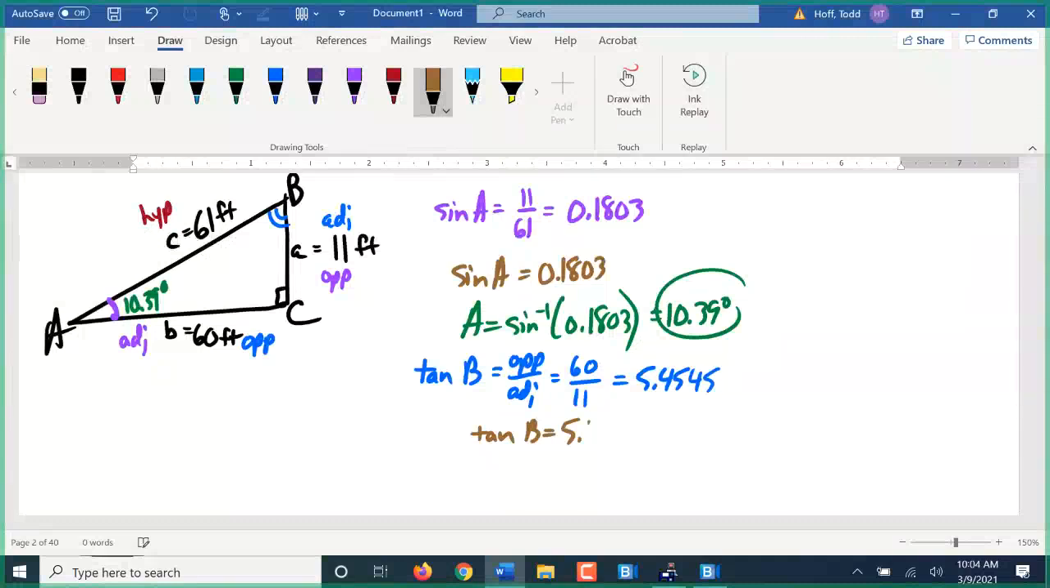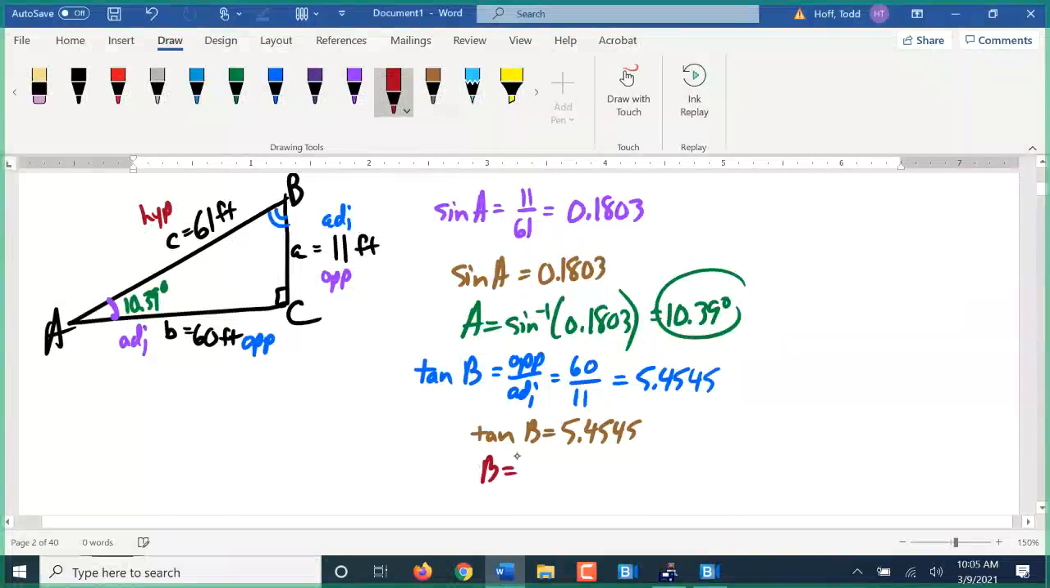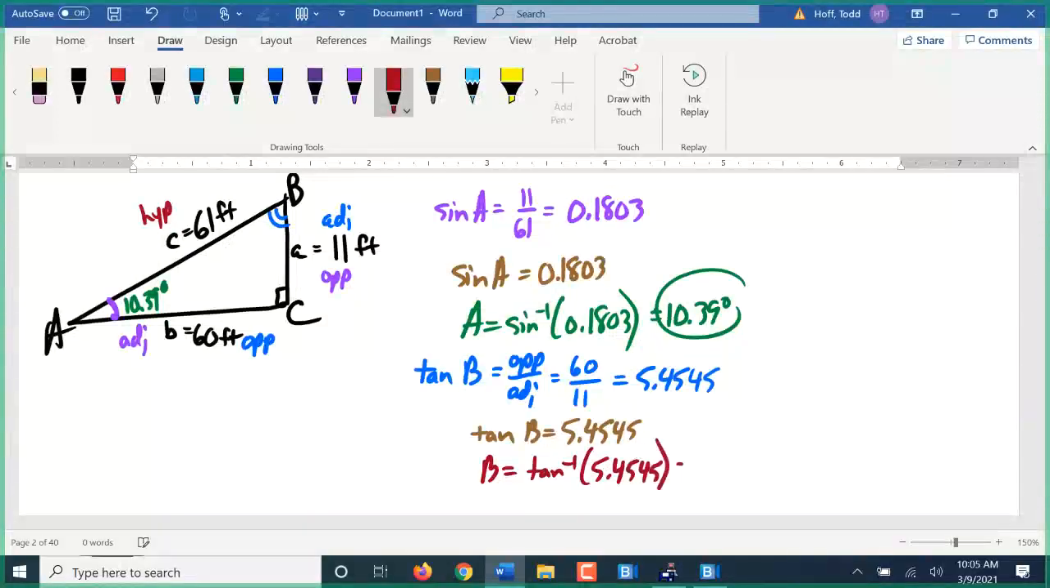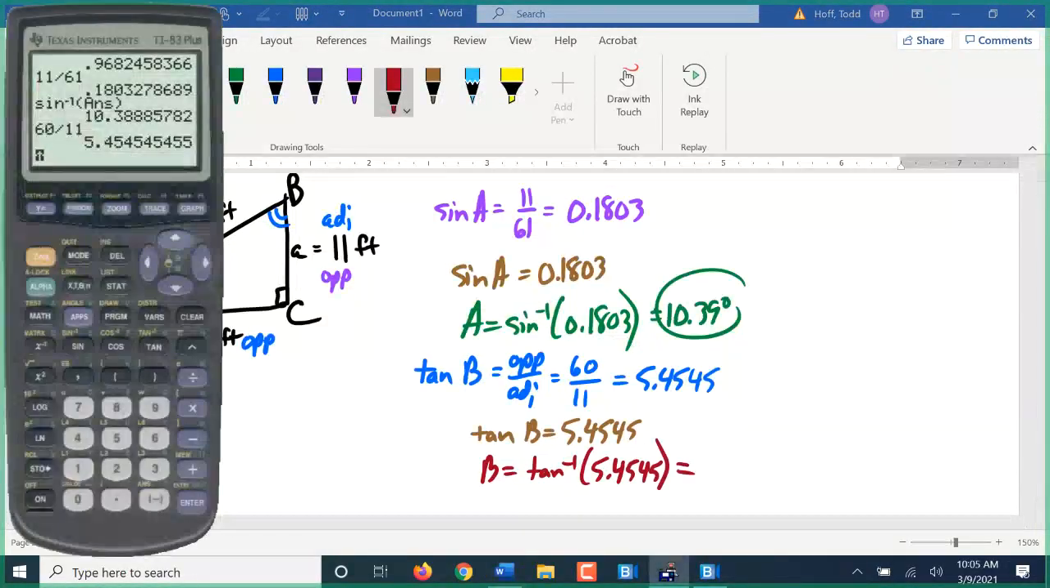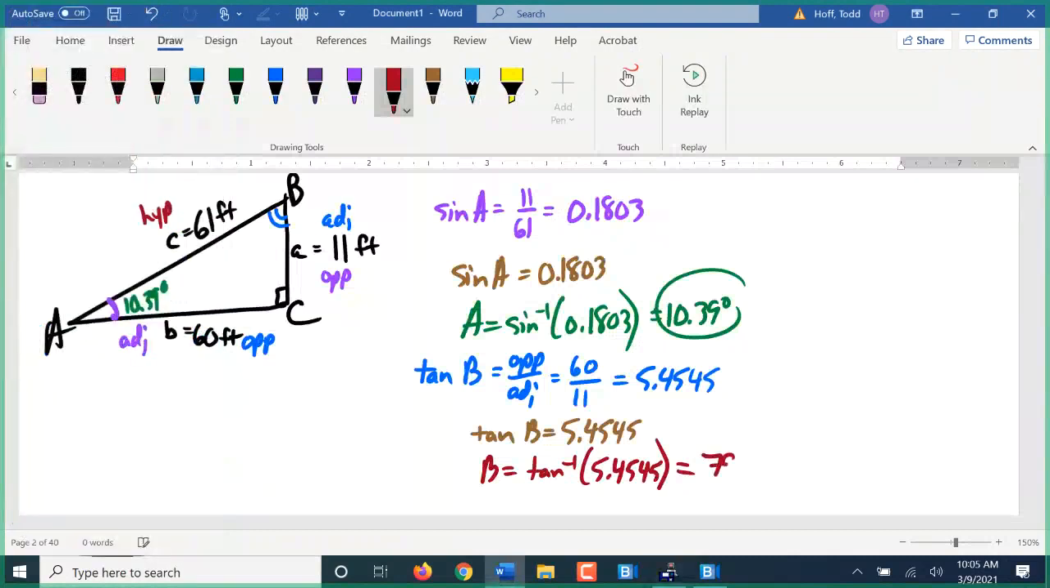equals 5.4545. So that B can be found as the inverse tangent of 5.4545. Or, let's do a second tangent. Let me do this. Previous answer. And I get 79.61 degrees.